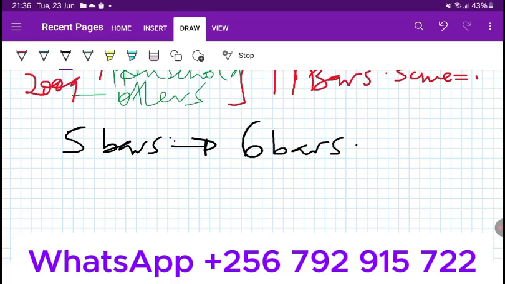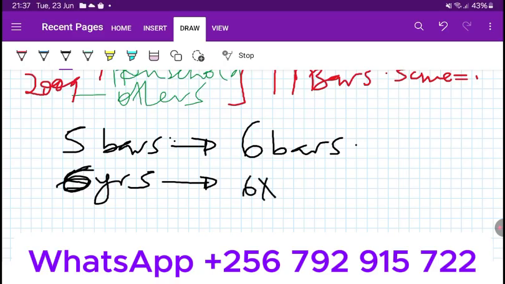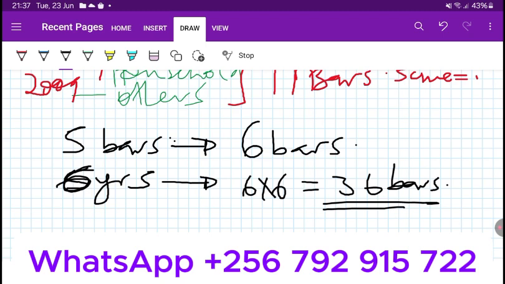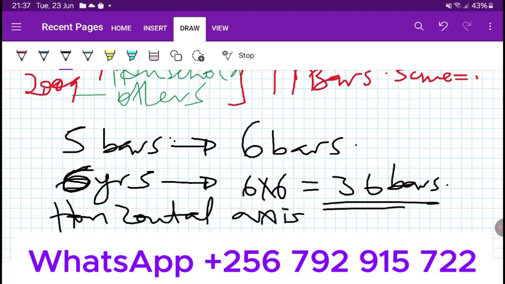How many years did they give us? They gave us 5 years in the question. But what if they had given us 6 years? 6 years means that each year will have 6 bars. So it will be 6 times 6. That will give you 36. This would be 36 bars. The question is, if I look at my graph paper on the horizontal axis, am I able to have 36 bars?